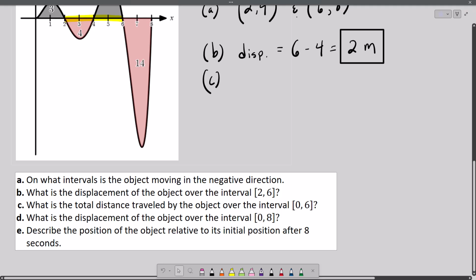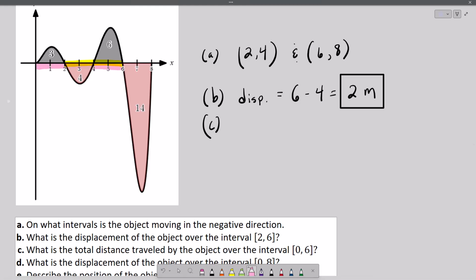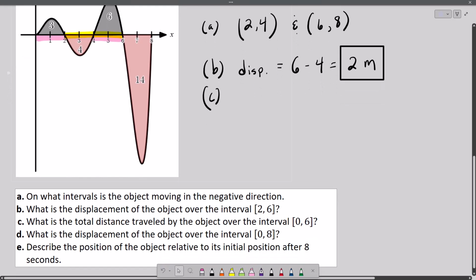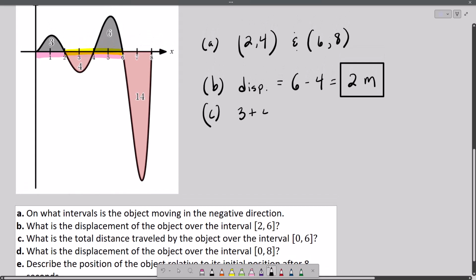All right, so part C says, what is the total distance traveled from 0 to 6? So we're going to go 0 to 6 now. So start there, go all the way over to 6. And it's asking for distance traveled from 0 to 6. So distance traveled is going to be the sum of the areas. So it's going to be 3 plus 4 plus 6. So we're going to get 13 meters.